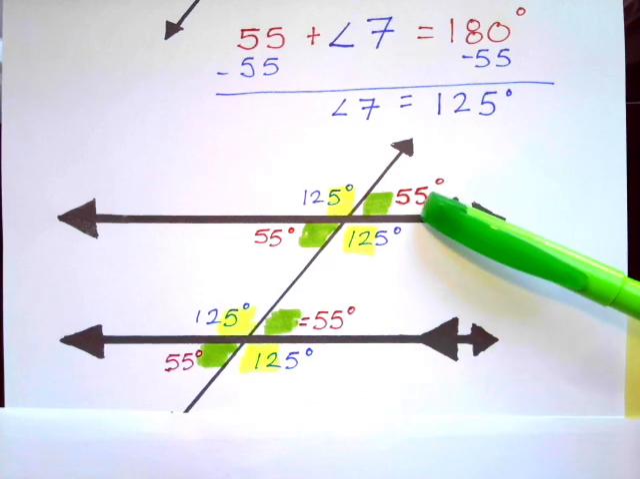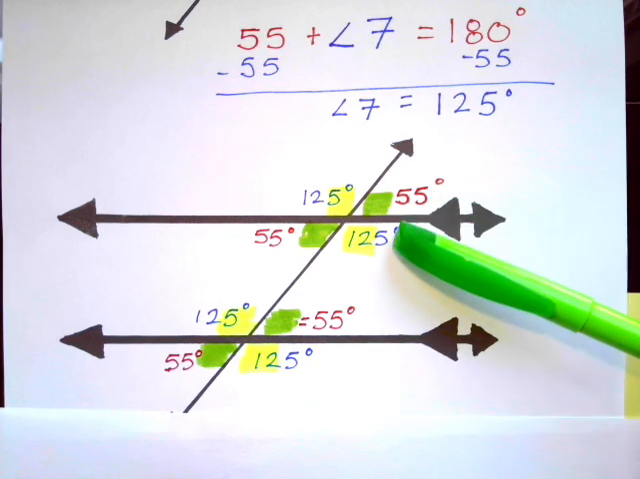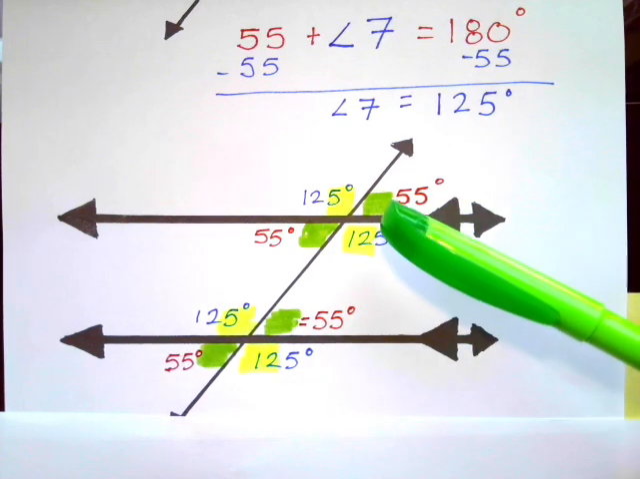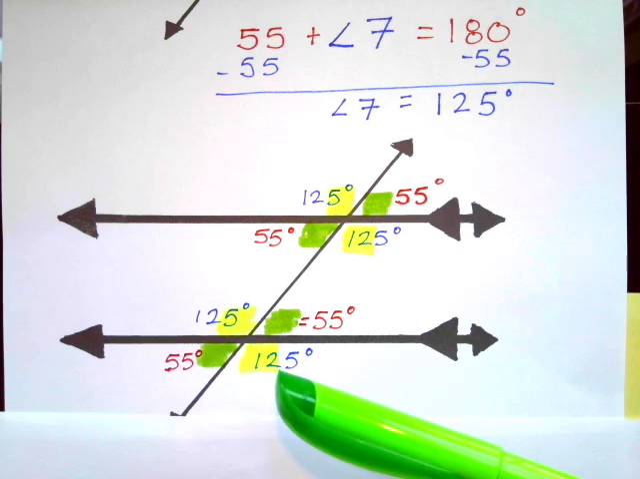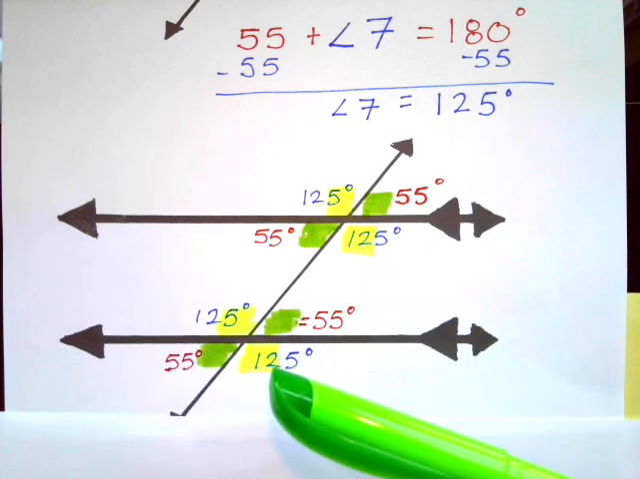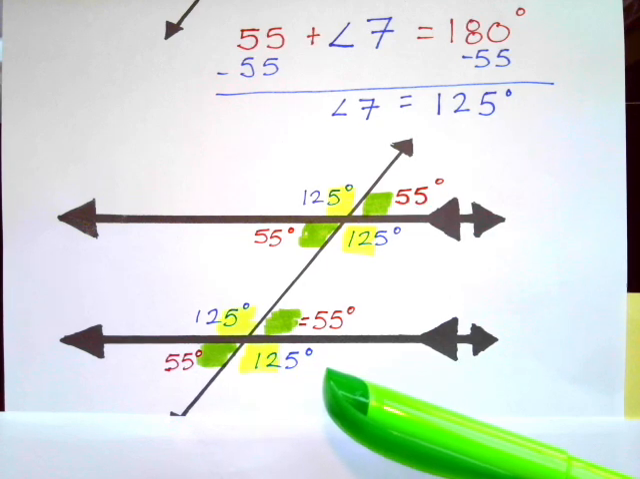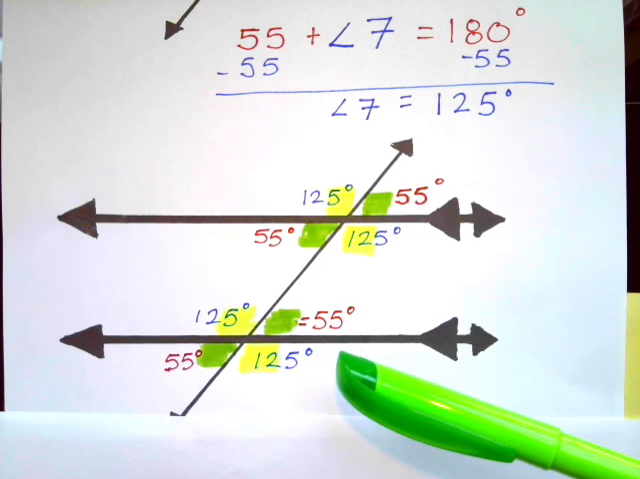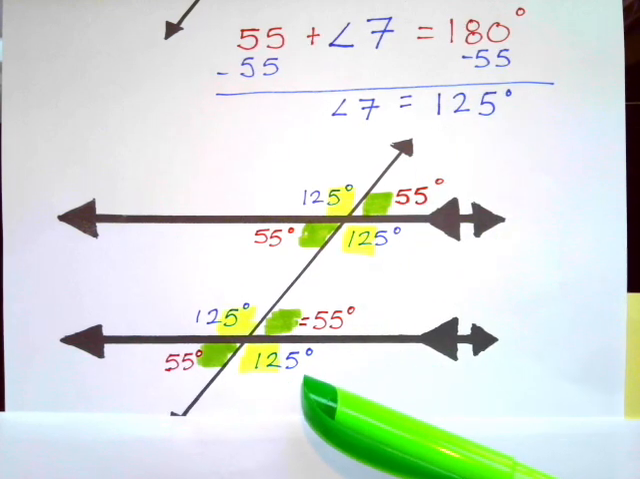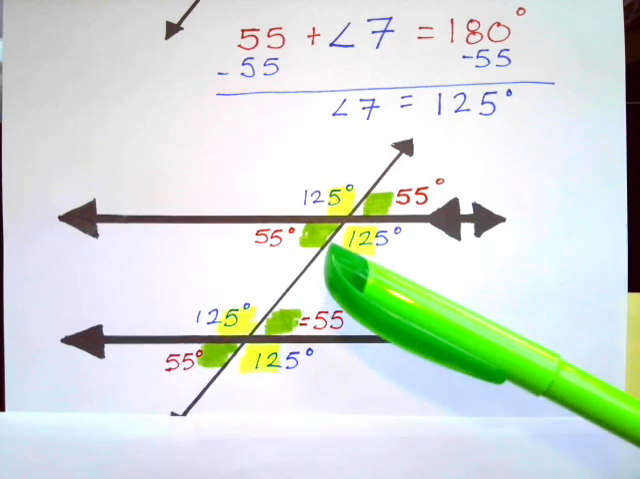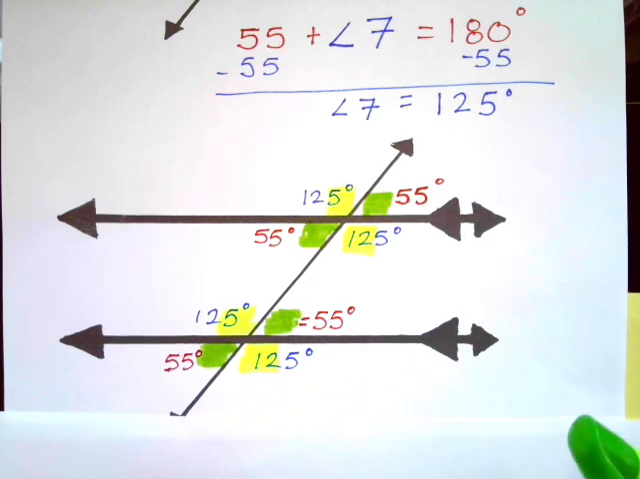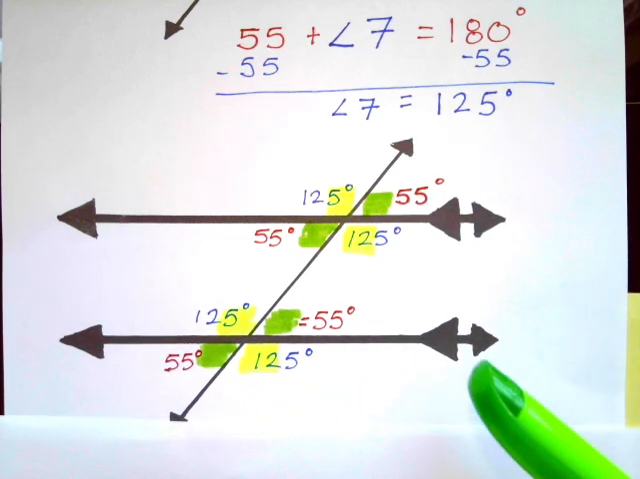So we were given the value of 55, and we found the value of angle 7, because any green added to any yellow is supplementary. Any green added to any yellow gives you 180 degrees. And that's what we did to find out angle 7 was 125. So now you can fill in all of the angles based upon congruency rules, and in a few videos I'll be going over those rules, and you've answered the question.